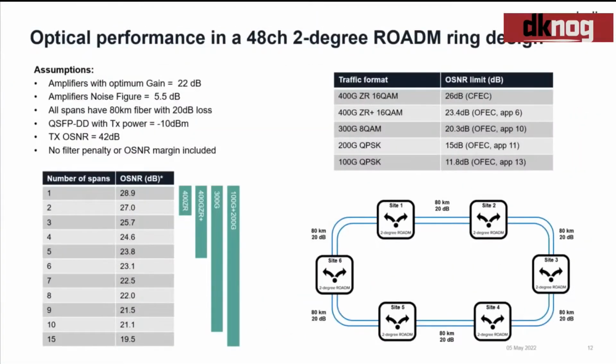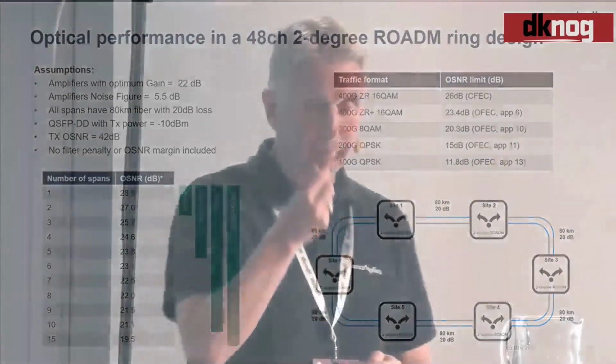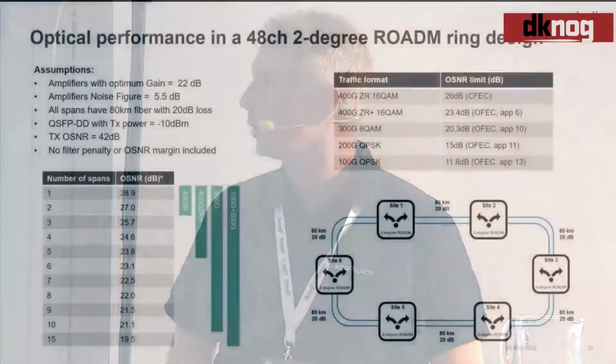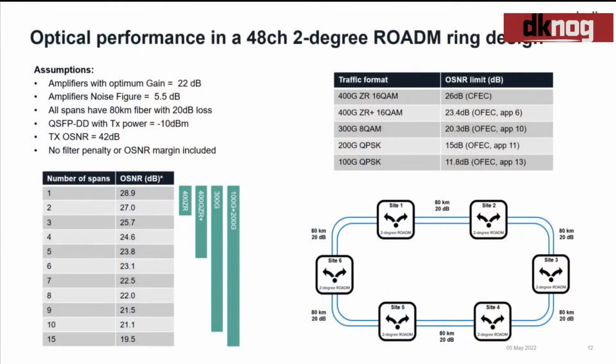If we then look at the end game here, if we take a pluggable 400 gig optic and run it over a disaggregated open line system, what kind of performance do you expect to get from it? This picture tries to illustrate that. On the top table, I've taken some of the different modulation formats from the 400 OpenZR+ standard and added the OSNR limits.